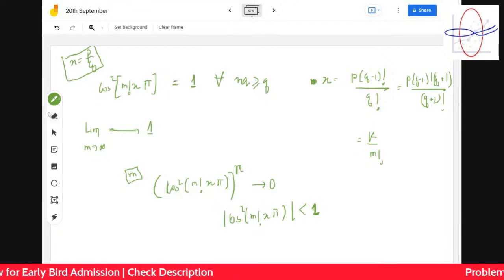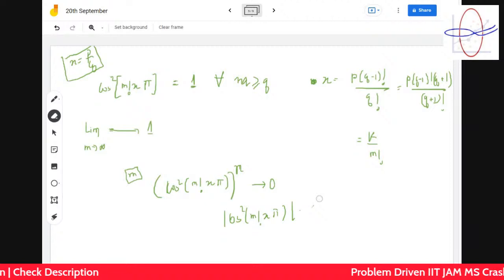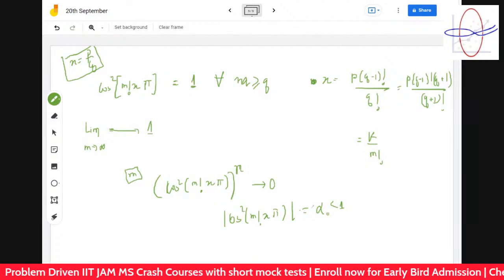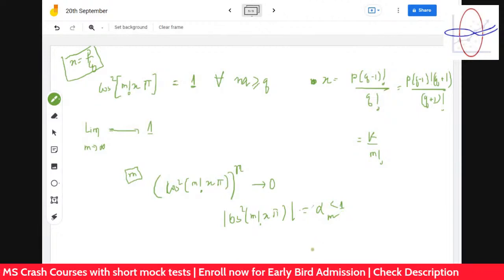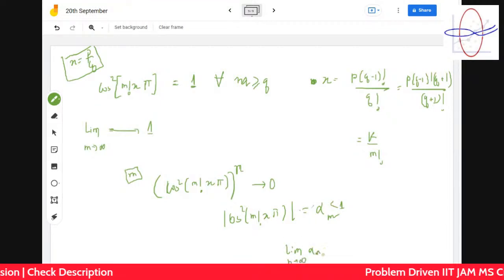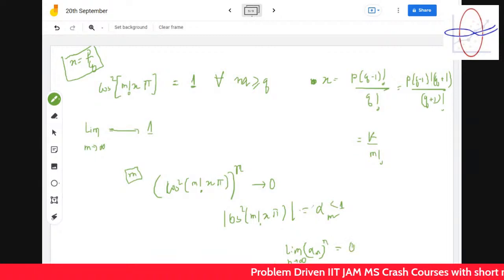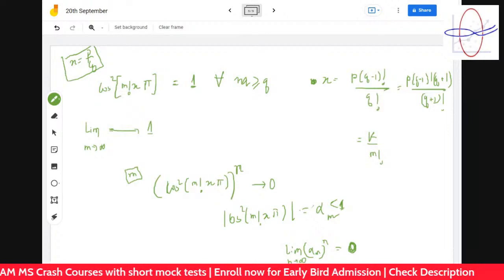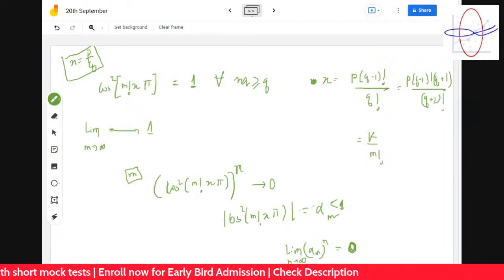In fact, it will always have a certain fixed value, some alpha less than 1. This will be a certain alpha less than 1 if you fix m, call it alpha m. Now if you take limit n tends to infinity, alpha m to the power n will go to 0, of course, because it's less than 1. So for two different kinds of x, we get two different limits, 0 and 1, right?